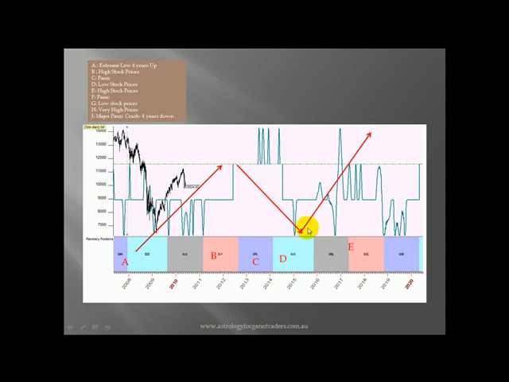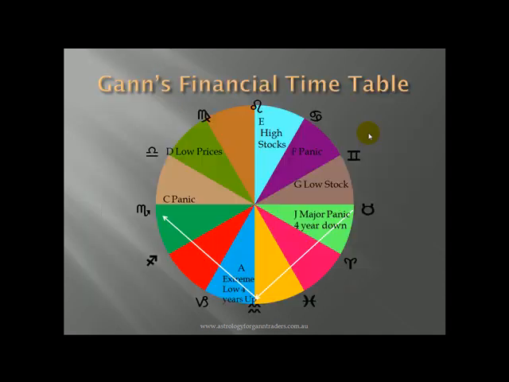The legend, and then going up into 2018-19 when again the node is in Leo, and that's the high point of Gann's E, which is high stocks. So let's have a look at Gann's financial timetable. He's got his high stocks of E when the node is in Leo. The panic is in Cancer, low stock is in Gemini.